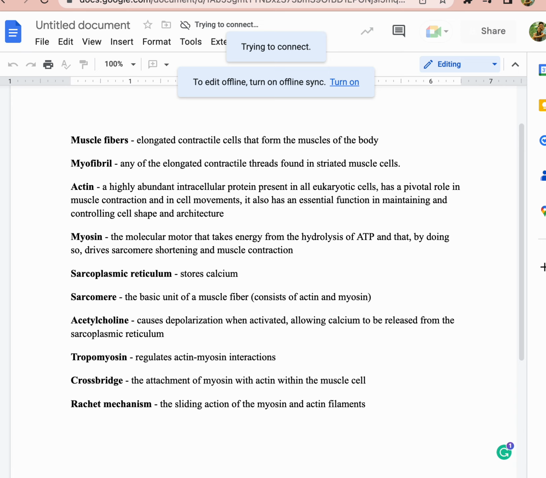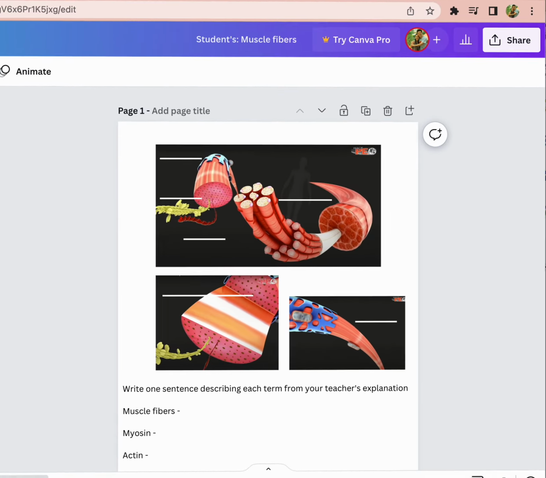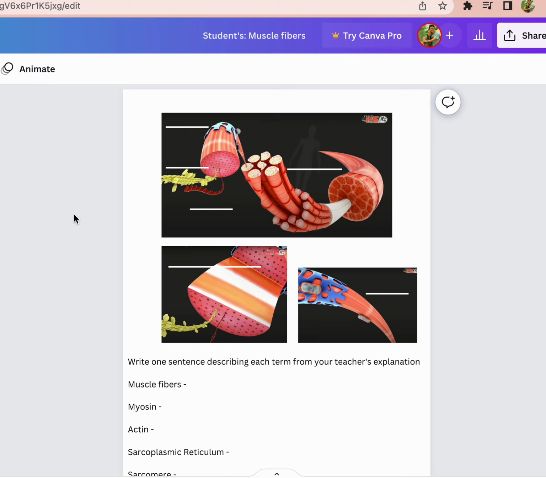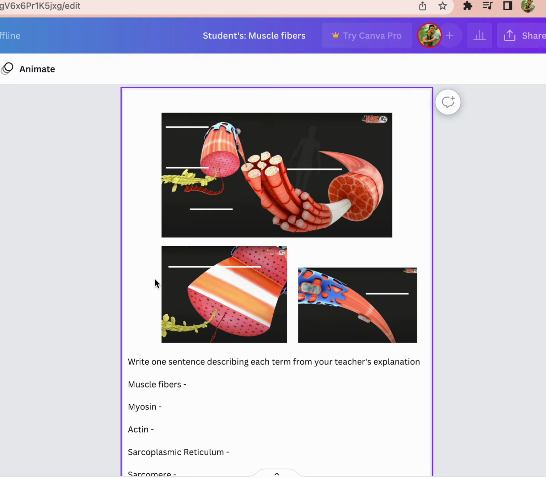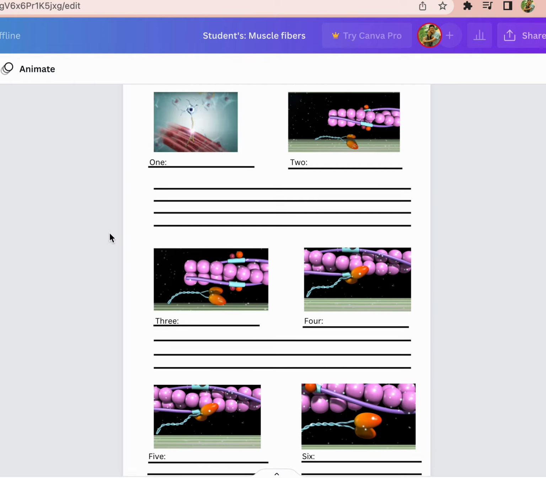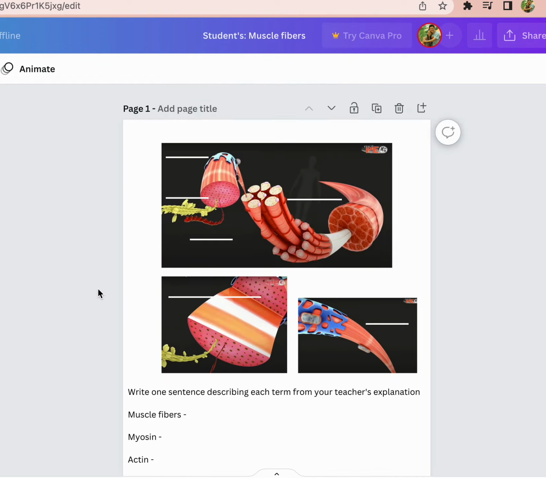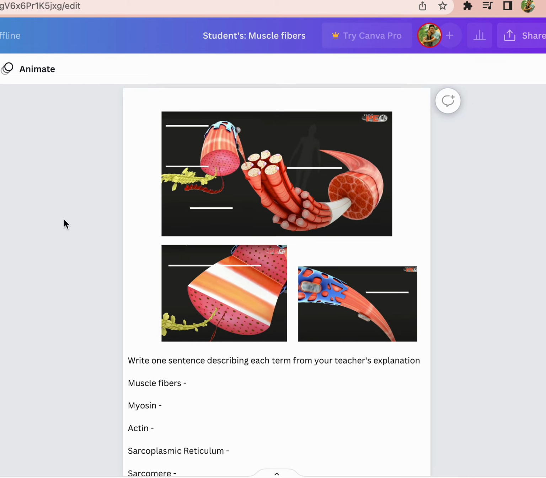So you all also should have worksheets. The worksheets have two parts to them, and we are going to go through both parts together as a class. You see that the first part has several pictures, and then the second part also has several pictures. The second part focuses more on the process of the sliding filament theory, while the first part is more of terms and definitions. So let's start on the first page. We're going to work through this together, and this is going to be our lesson.